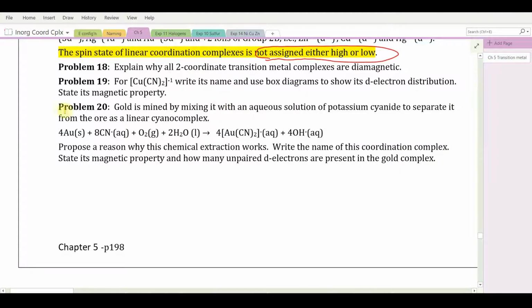Let's talk about problem 20 before we close. Gold is mined by mixing with an aqueous solution of potassium cyanide to separate it. Finally, a practical application of this. To separate it from the ore as a linear cyano complex. And here's the equation for it. We have solid elemental gold being dissolved in the presence of cyanide to form dicyanoaurate(I). Propose a reason why this chemical extraction works. Write the name of the coordination complex. Well, I just said it, but here it is.